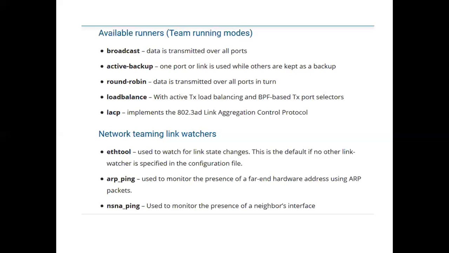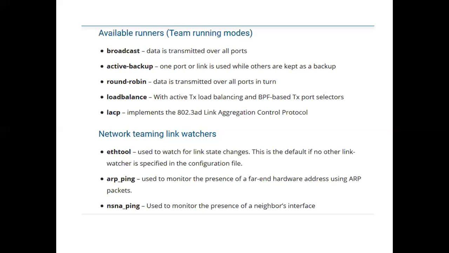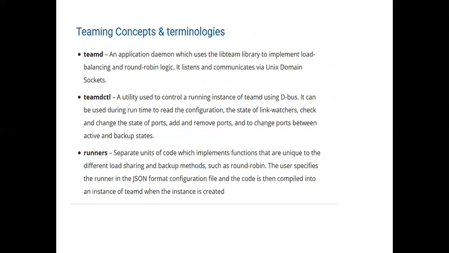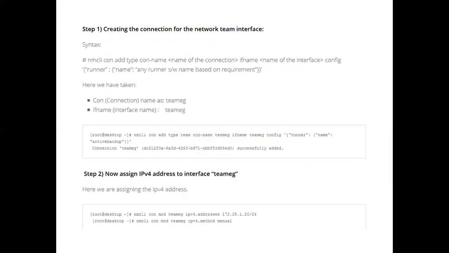And there are some link watcher tools in network teaming through which you can monitor whether the interface is down or not, or watch link state changes. And ARP ping is the popular method to monitor the presence of the hardware address. So these are the network teaming link watchers. So generally today we will see the implementation, how we can create a teaming, bonding, and we will also check their redundancy level. We will bring the interface down, and we'll check whether the services are up or not. So we will do the implementation as well.